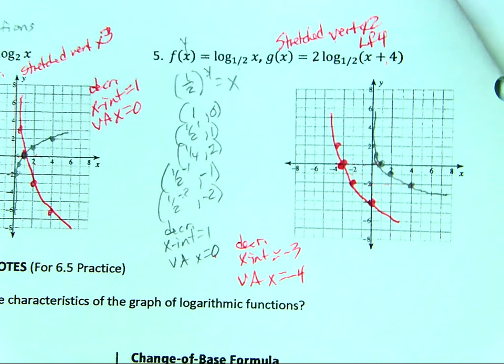So that's how you graph those. The trickiest ones are the log ones because you need to convert to exponential in order to plug in numbers.